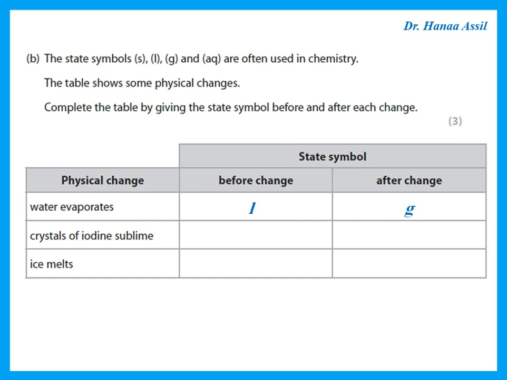Crystals of iodine sublime. Crystals at the beginning are solid. Now, sublimation means they change from solid to what? To gas. So when it sublimes, it changes into gas. Now, when ice melts, ice originally is what? Ice is a solid. When it melts, it becomes water, which is a liquid. Okay?